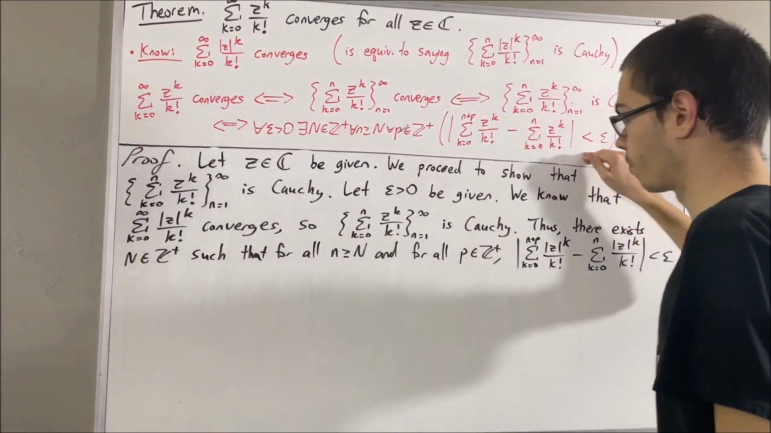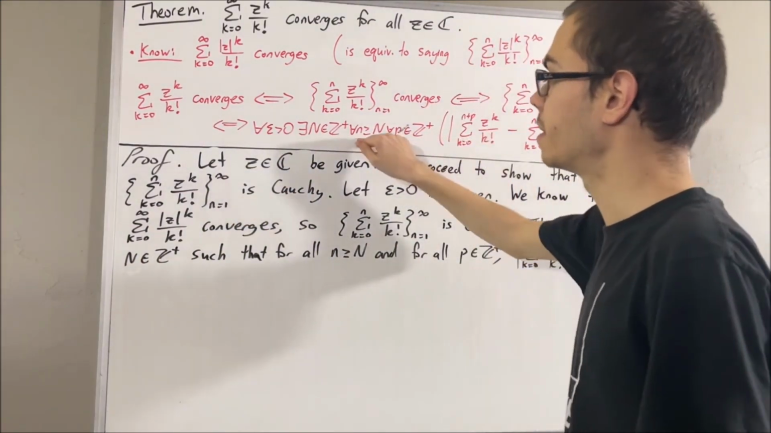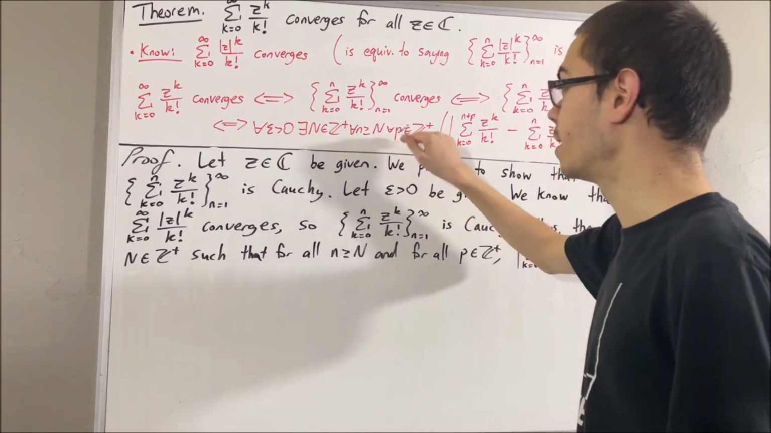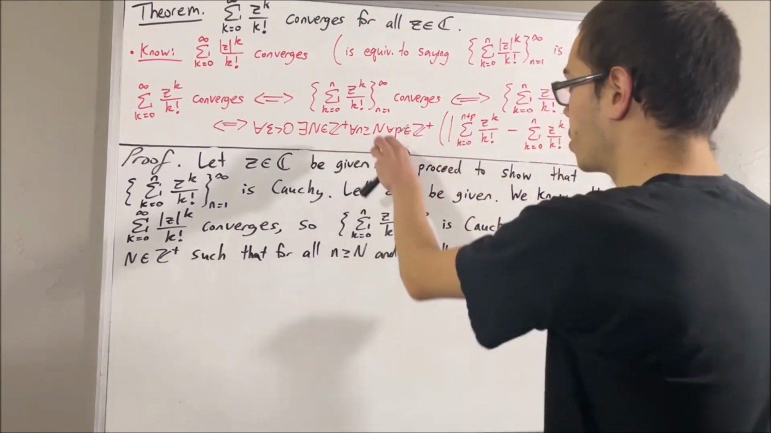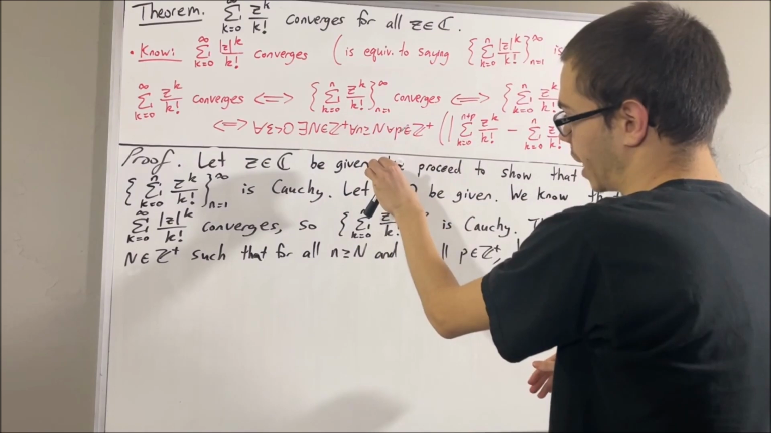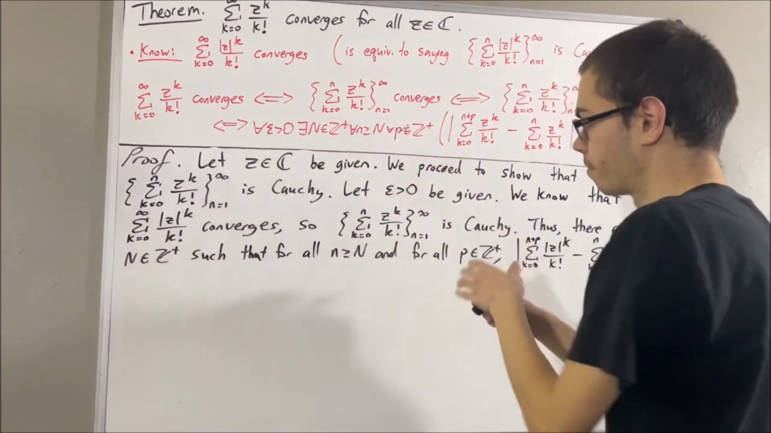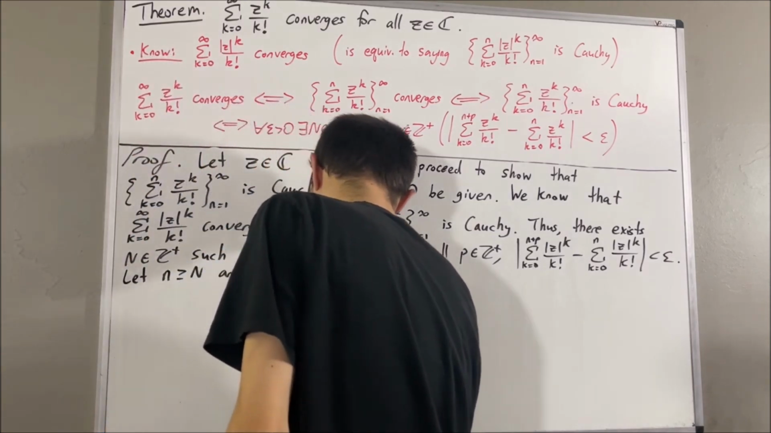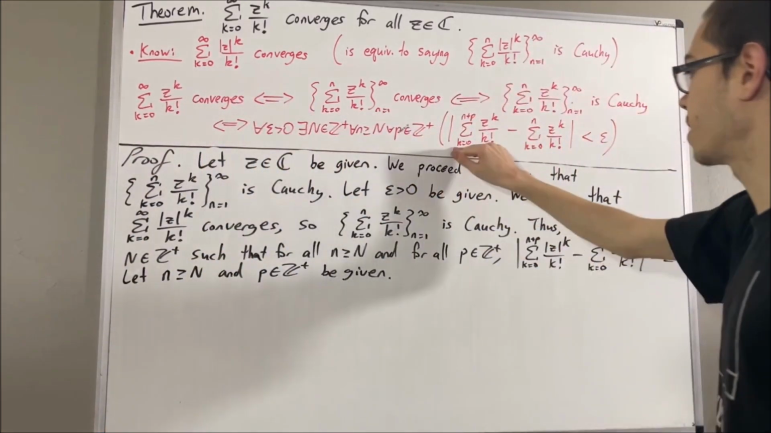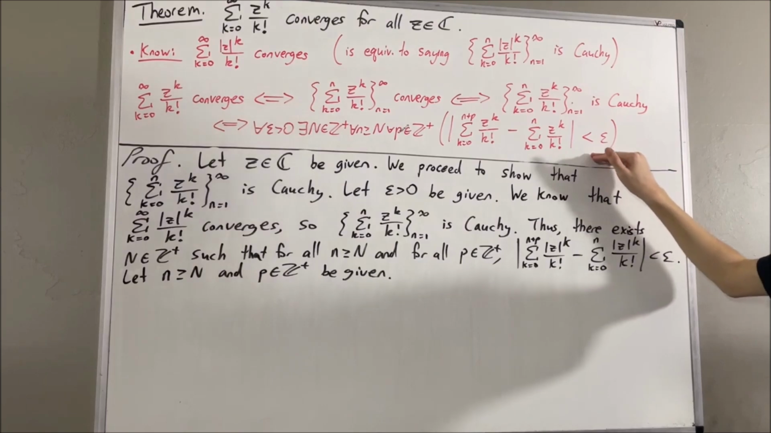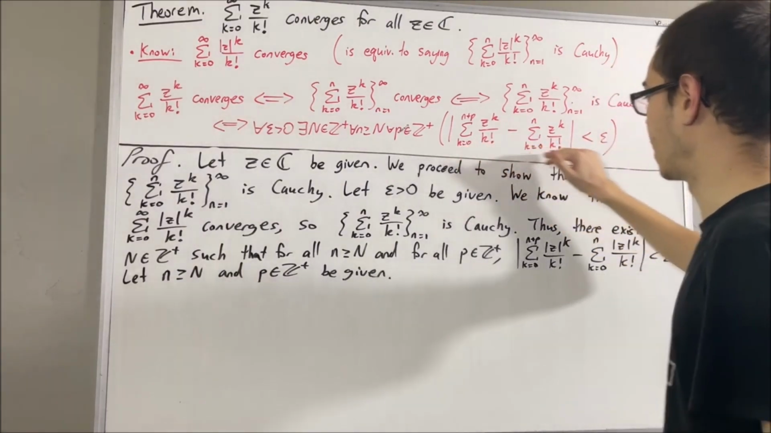So taking this positive integer to be the capital N we have in our proof, we proceed to prove that this statement is true. Since we're trying to prove a statement about every integer greater than or equal to capital N and every positive integer, let's give ourselves an arbitrary integer greater than or equal to capital N and an arbitrary positive integer. I'll call them n and p. From here, we are going to show that this inequality is true. So let's start out by writing the left-hand side.